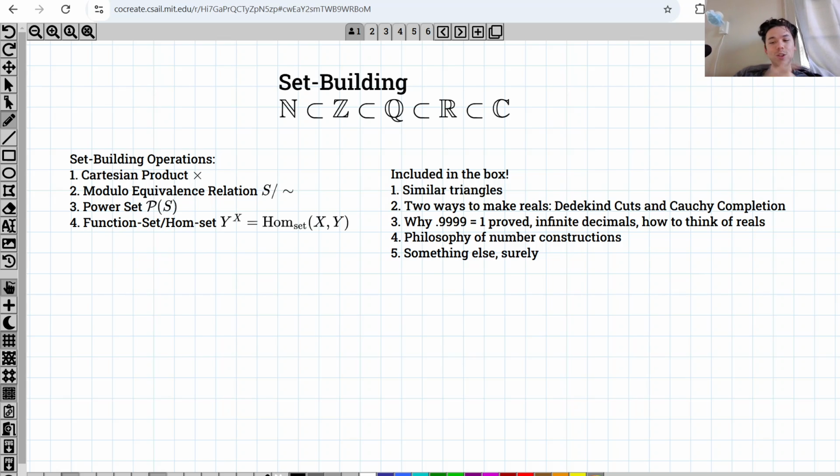And with these two constructions, hopefully, you come out of it having a real feeling of what a real number really is. Because that's the hardest step, going from rationals to reals, not reals to complex numbers. Along the way, I'll give a proof that 0.9999 repeating equals 1. We'll talk about how infinite decimals work. Then I'll talk about philosophy of number constructions, because sometimes I feel like even after you've gone through all of these constructions, people get a little bit of the wrong idea of what these constructions are or are for. And then maybe I'll talk about some other stuff along the way.